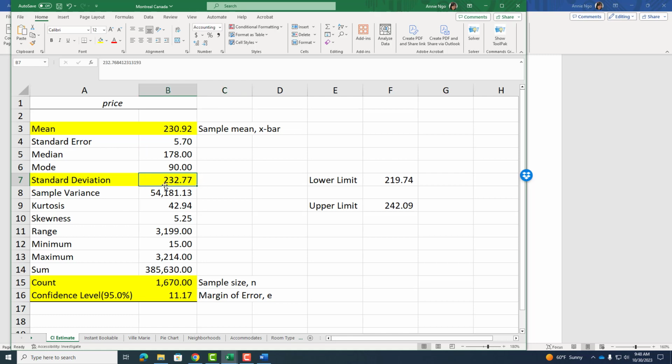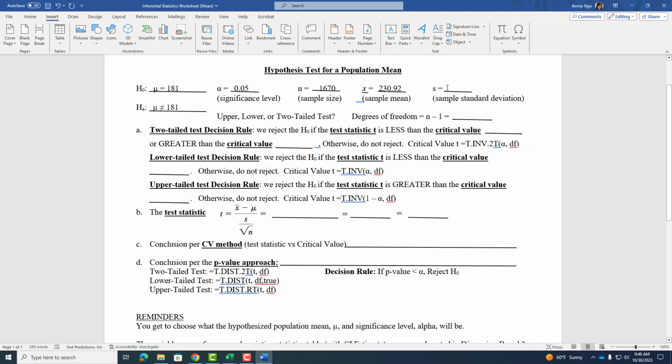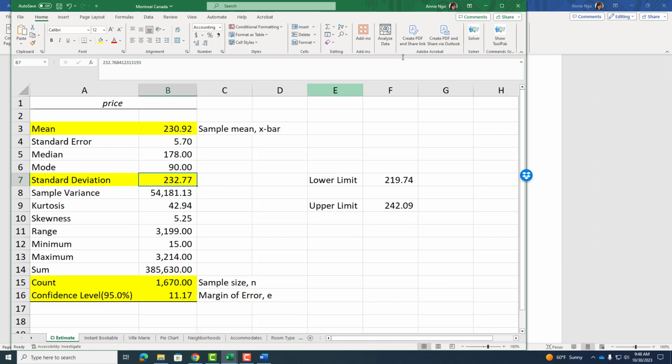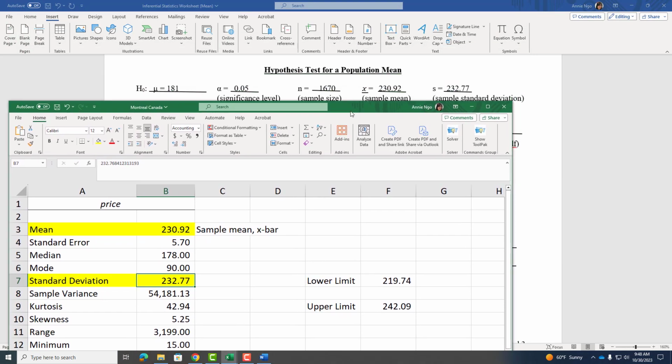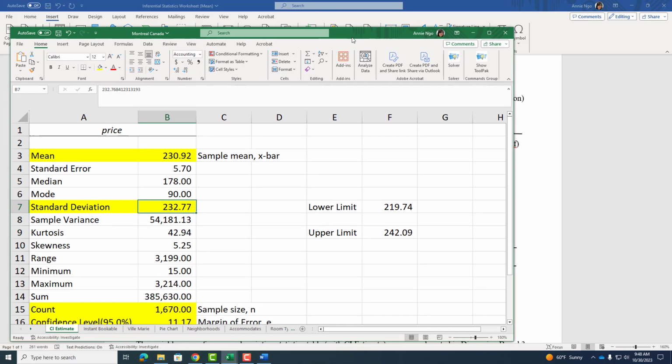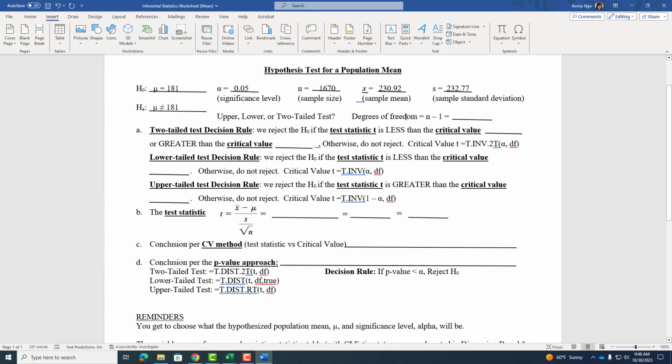So please use the standard deviation. So I'm going to do 232.77, and you know what? I'm going to double check those are all my correct numbers. 230.92, 232.77, 1670, all good, okay?